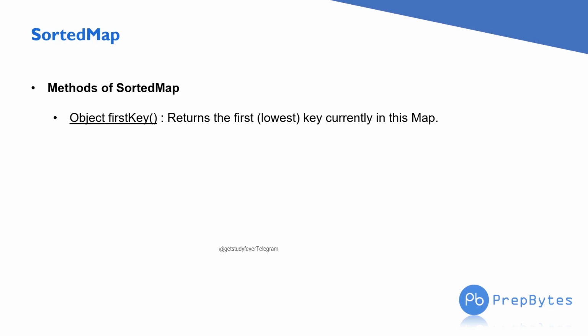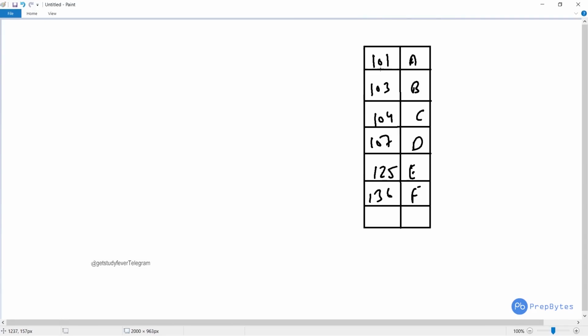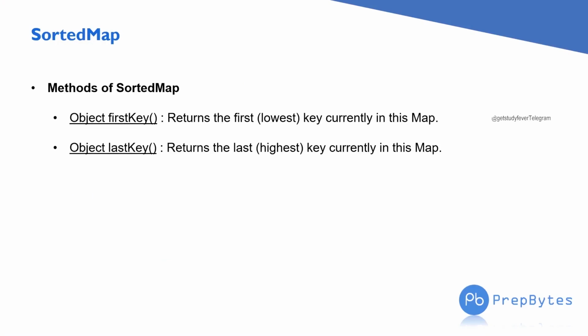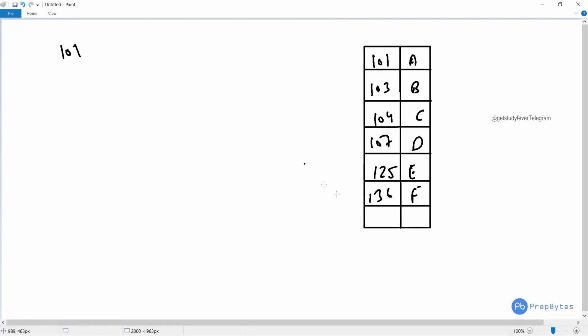Okay, so the first one is the same as before. There we had the first method, here we have the firstKey method. So it returns the first lowest key currently possible in the map. If this is my map, the first lowest key that is currently possible in this map is 101. Correct? The 101 is the first key. Next we have the lastKey method. So the last highest key. So last is 136. So my answer for the second method is 136. I know you remember these things. In sorted set also we have done this exact thing.